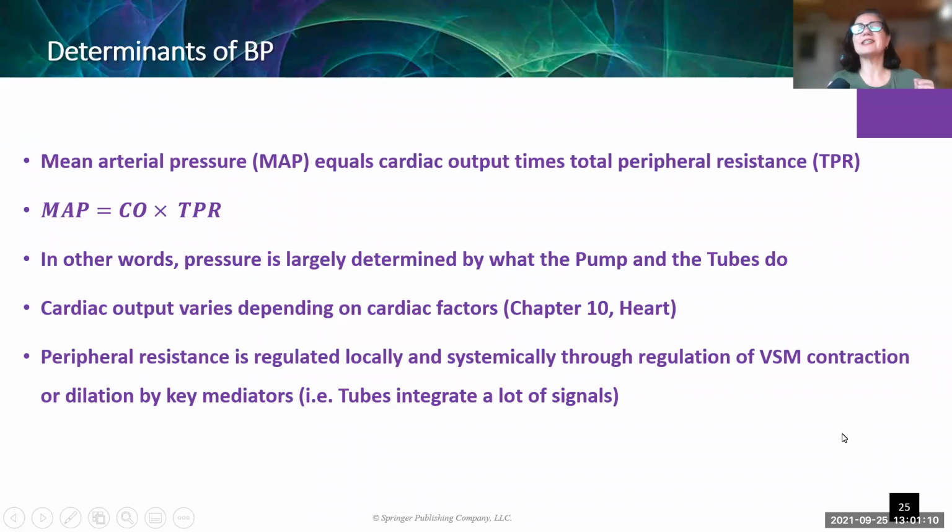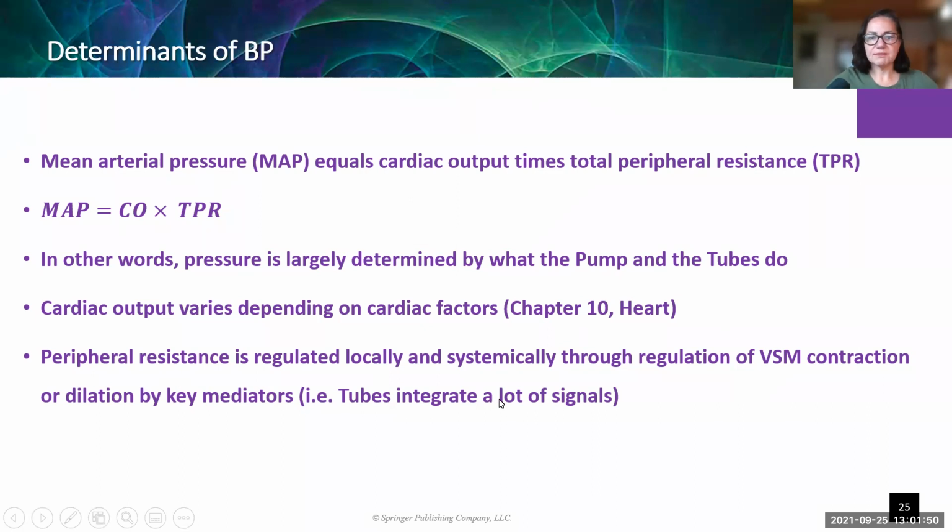Determinants of blood pressure. This is the only equation in this chapter that I'm going to put up here because it's pretty straightforward and you already know it. The mean arterial pressure, MAP, equals the cardiac output, that is the pump, and the total peripheral resistance. In other words, how much are the tubes squeezing? So those two factors, the pumps and the tubes, are largely responsible for the mean arterial pressure. Next chapter is all about the pump, so we'll leave that for then.